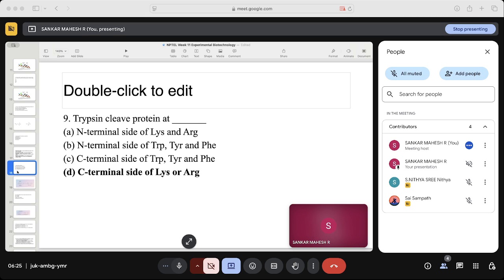Okay. The next question is trypsin cleaves protein at dash. N-terminal side of lysine arginine, N-terminal side of tryptophan tyrosine phenylalanine, C-terminal side of tryptophan tyrosine phenylalanine, and C-terminal side of lysine or arginine. You can take a couple of minutes to think about this and then we'll discuss this.